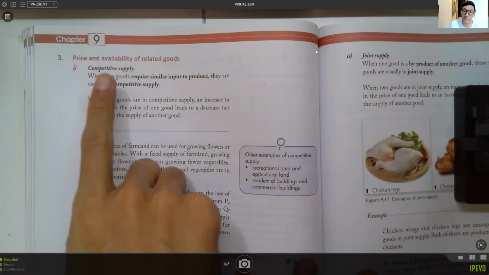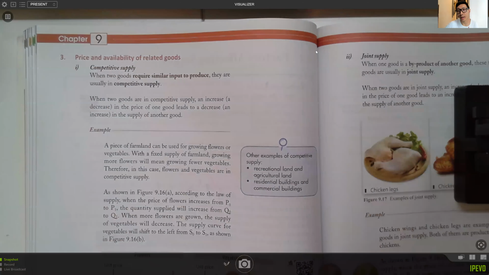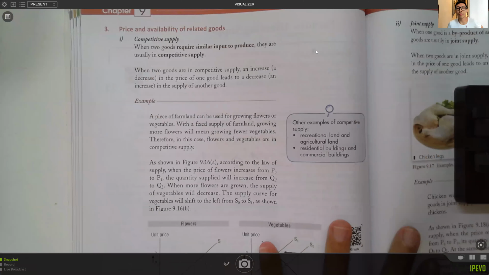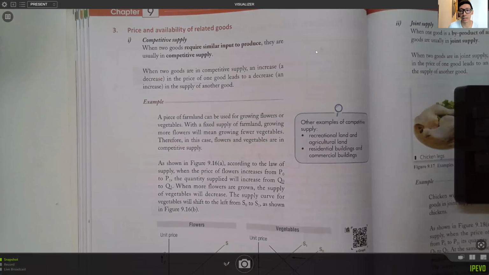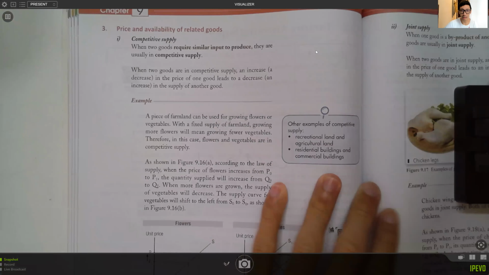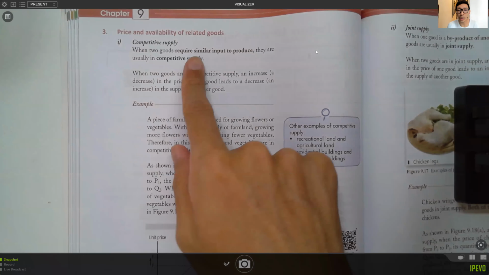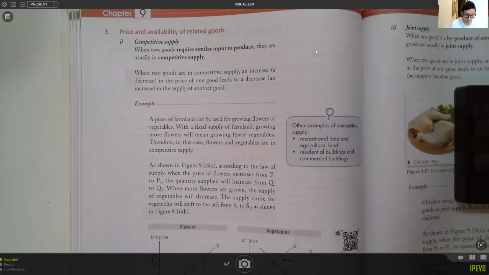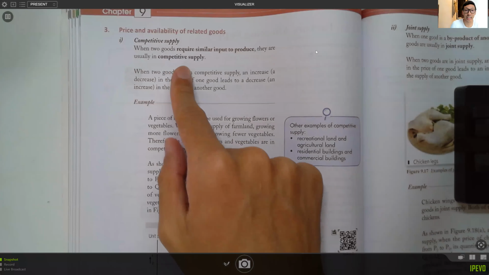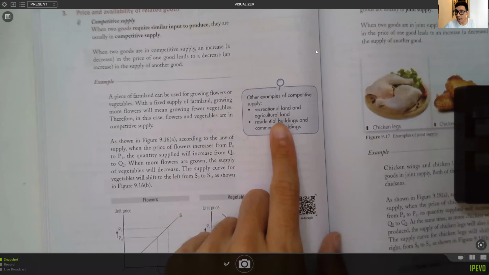好。Now we need to talk about another pair of brothers and sisters in supply. They are called competitive supply and joint supply. Their meaning is vastly different from substitute and complement, although the idea is very similar. First, let's talk about what is competitive supply. It is when two goods require similar input to produce, we call them competitive supply.